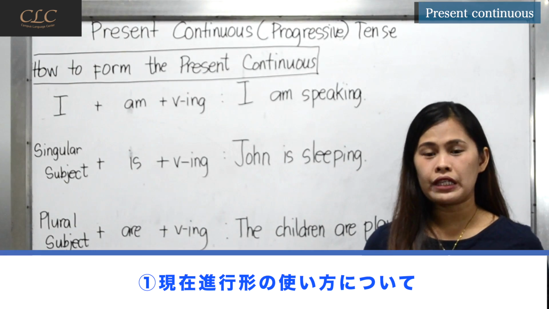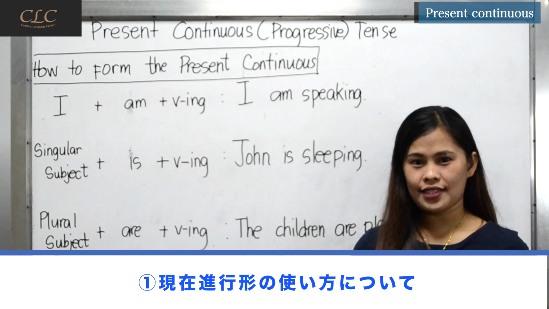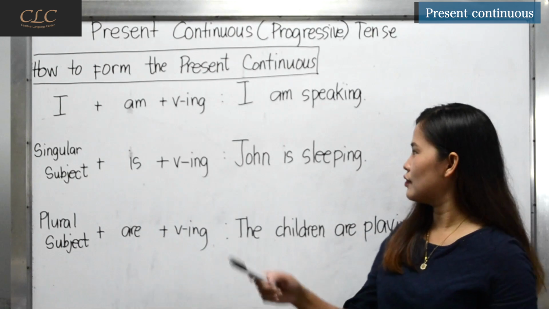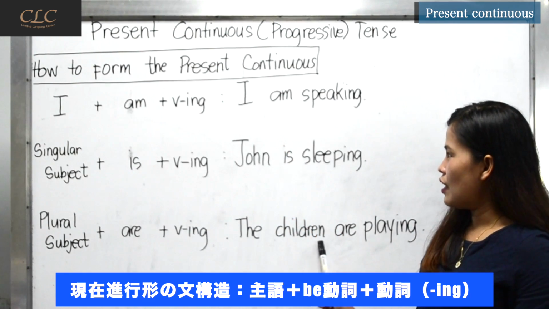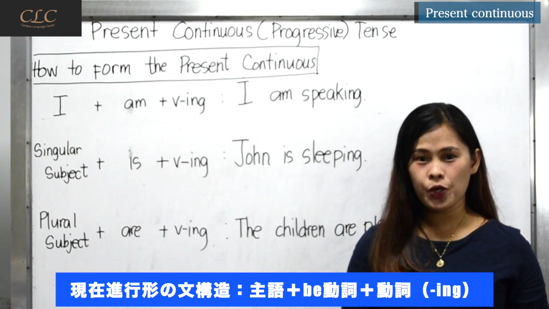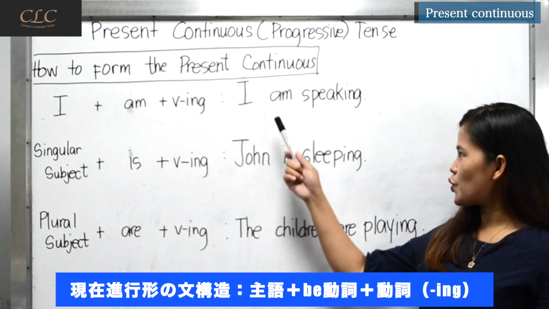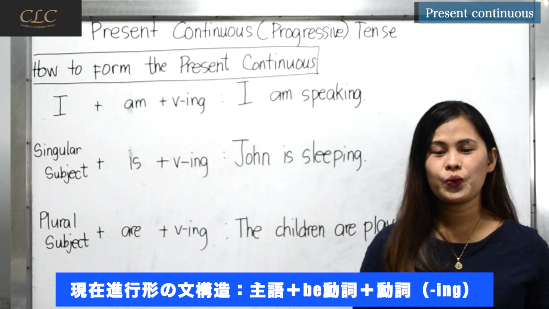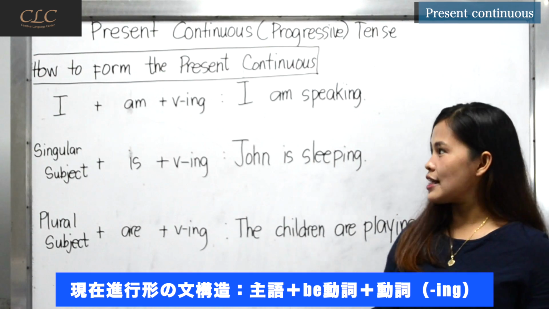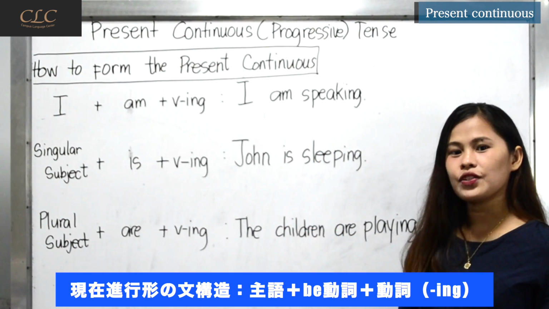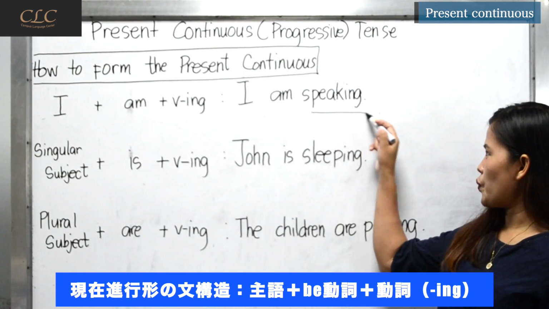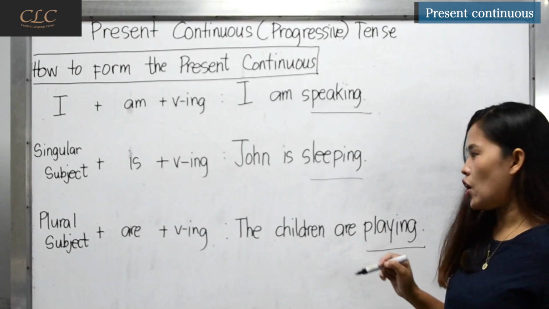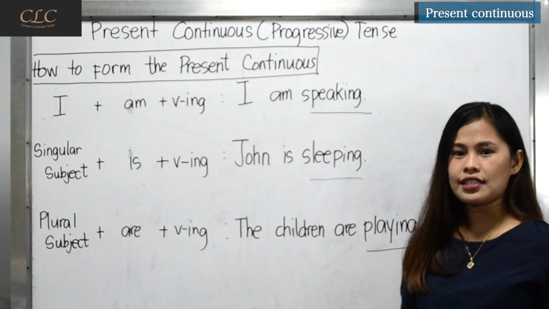So how do we build the present continuous tense? Well, first of all, we take our subject. Then we take the correct form of the verb to be. So we have here am, is, and are. And of course, we take our main verb in the ing form or in the continuous form. So we have here speaking, sleeping, playing. So these are the main verbs in these sentences.